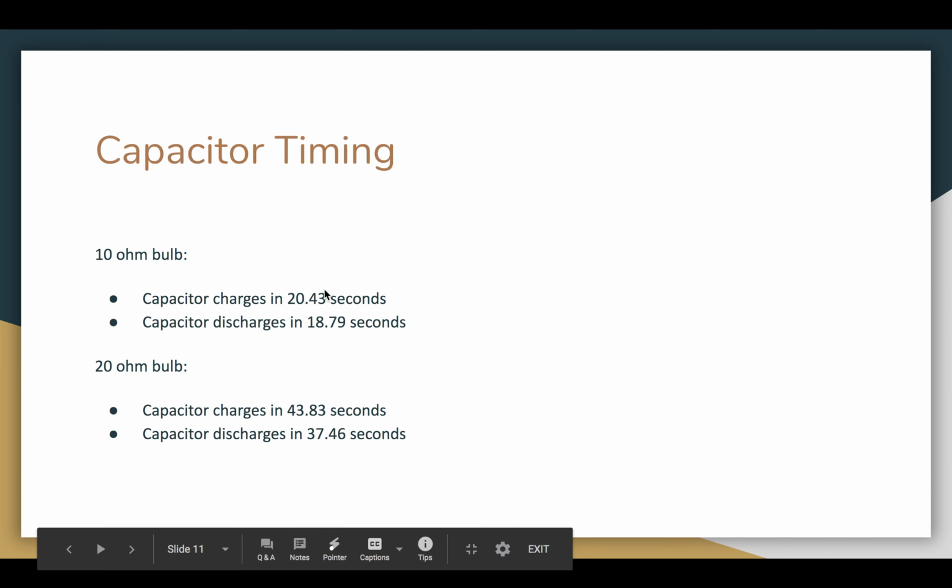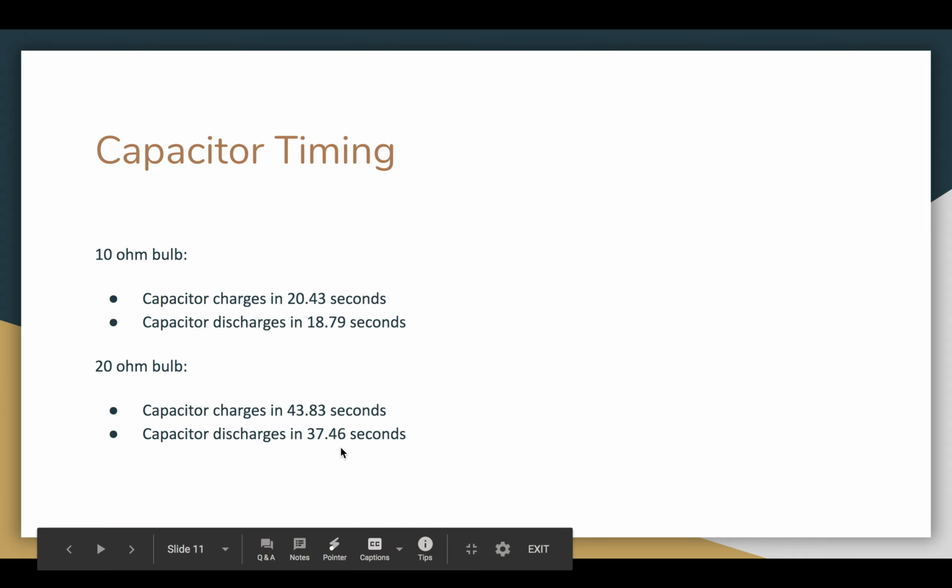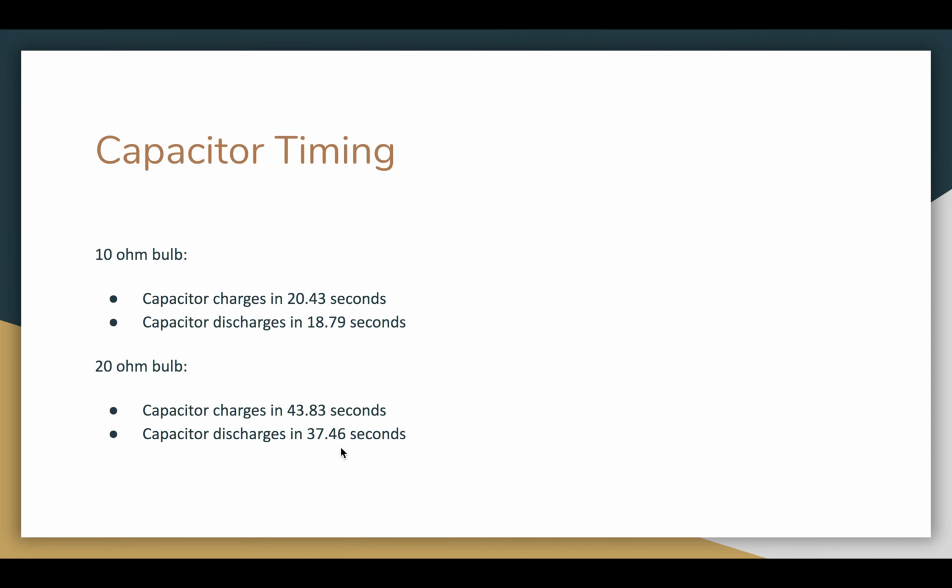So the 10 ohm bulb charged the capacitor in about 20 seconds and discharged in about 19 seconds. The 20 ohm bulb charged in about 44 seconds and it discharged in about 38 seconds. These are pretty rough estimates.